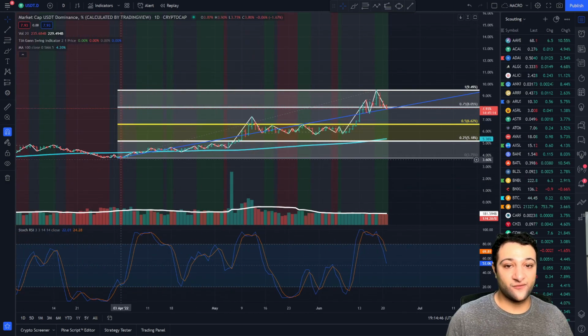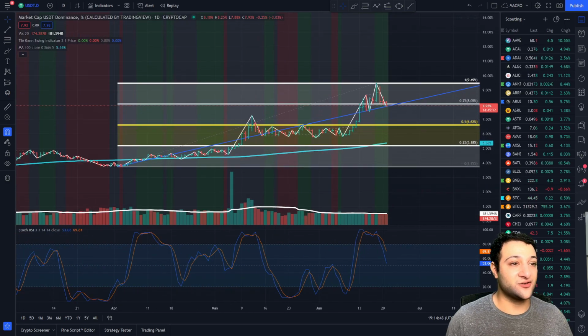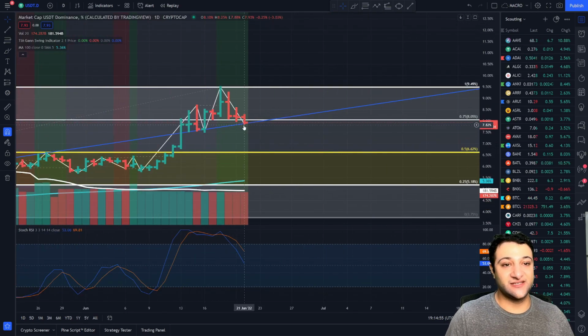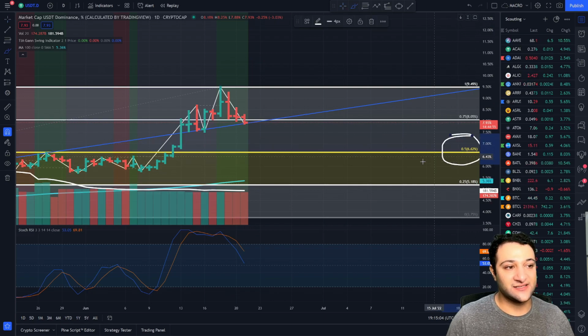Now, I've drawn my trend going from the low in April up until now. You can see perfect support coming for USDT on the trend, and you can see it bouncing off it at the moment. We are waiting for this to go down and potentially find some support here at the yellow area of the 50% mark coming at 6.62%. So hopefully we break this trend.